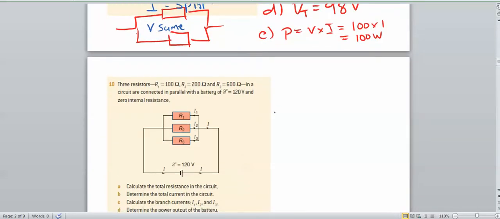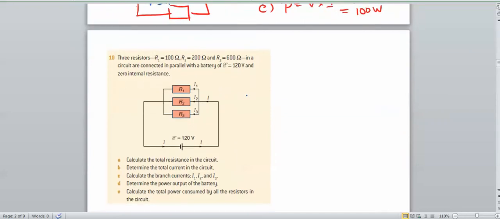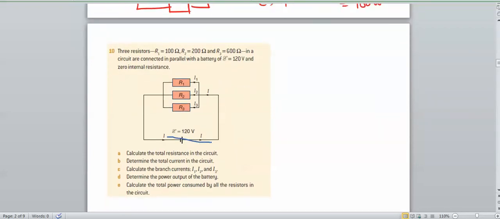Three resistors in a circuit are connected in parallel with a battery, and it has zero internal resistance. So you just have your battery, and we're going to assume that there's no internal resistance. Calculate the total resistance of the circuit. For the equivalent resistance of a parallel circuit, I like to use this one: (1/R1 + 1/R2 + 1/R3)^-1.